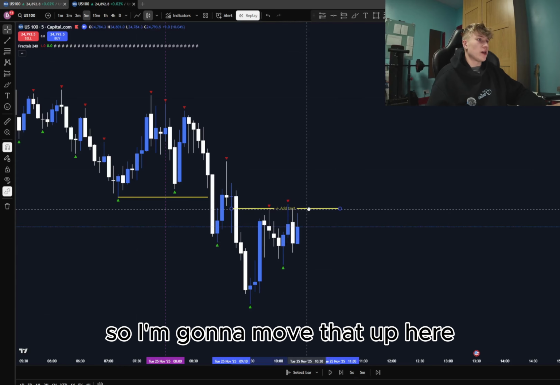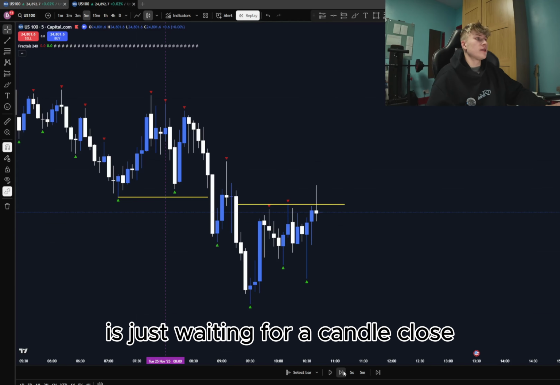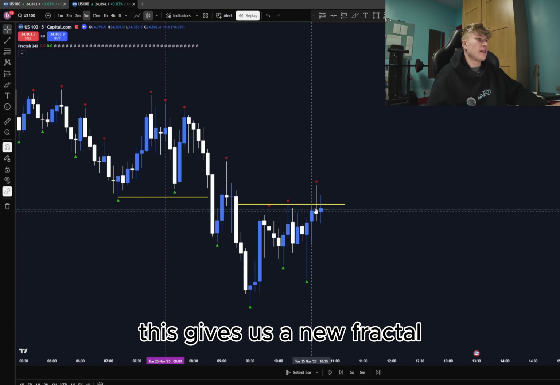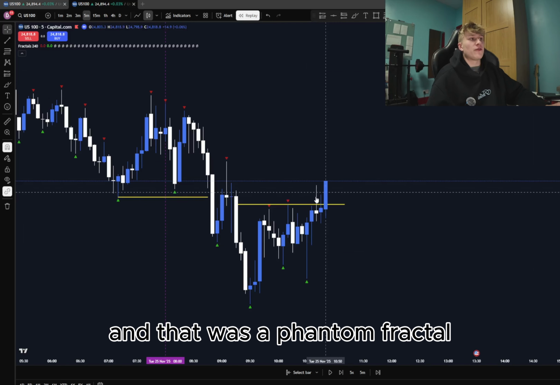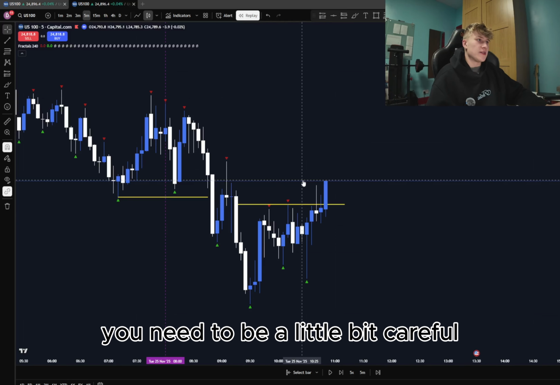We've got a new fractal, so I'm going to move that up here. And this is what you're doing the whole time, just waiting for a candle close. Again, this wick doesn't count. This gives us a new fractal. And that was a phantom fractal, so that's one you need to be a little bit careful of: when there's a fractal and then it disappears, you need to be a little bit careful.